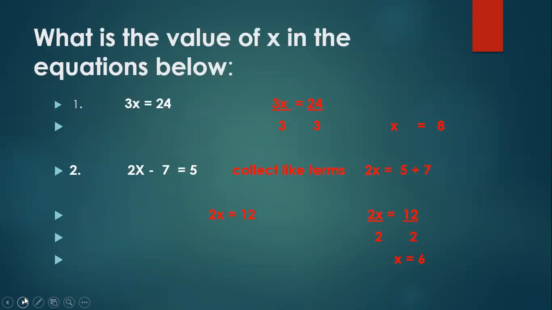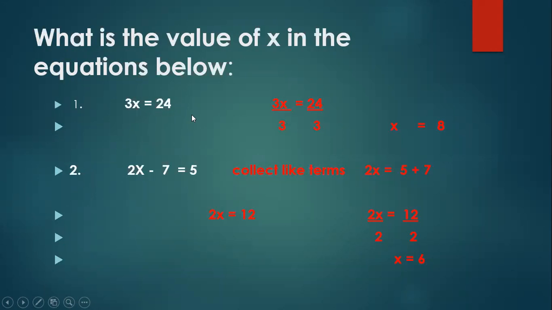Our first example for today, we are finding the value of x or any letter. We are finding the value of the unknown. So in the exam or in any assignment, you can find a question like this. What is the value of x in the equation below? 3x is equal to 24. So what does it mean? It means that if you multiply 3 times x, you'll get 24.